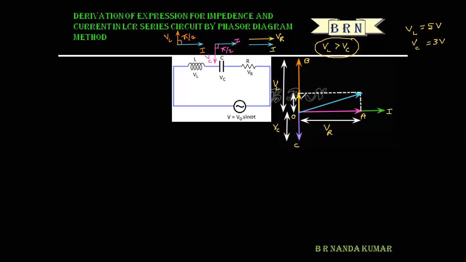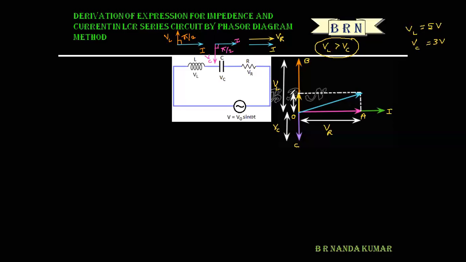So both are here rotational vectors. VL is vertically upwards, VC is vertically downwards, and both are acting at the same point. So what is the resultant? Two vectors acting at the same point but in opposite direction, and the magnitude of the P vector is much greater as compared to the Q vector, so the resultant is P minus Q. So here the resultant is VL minus VC.